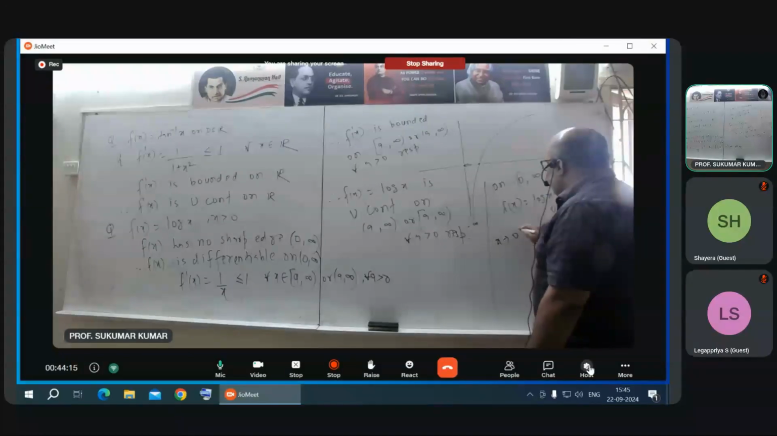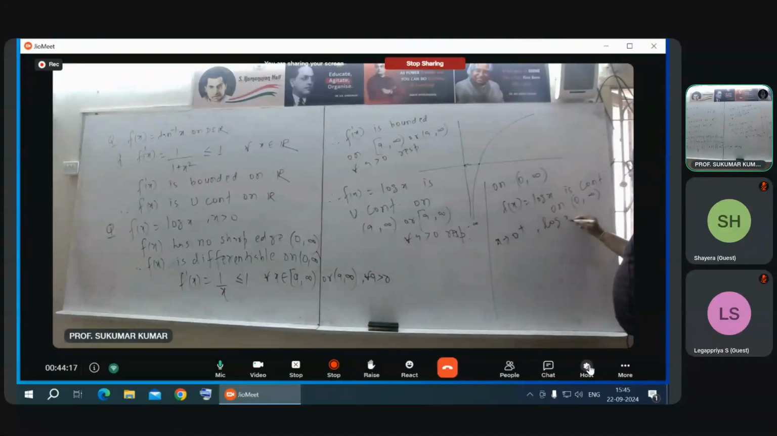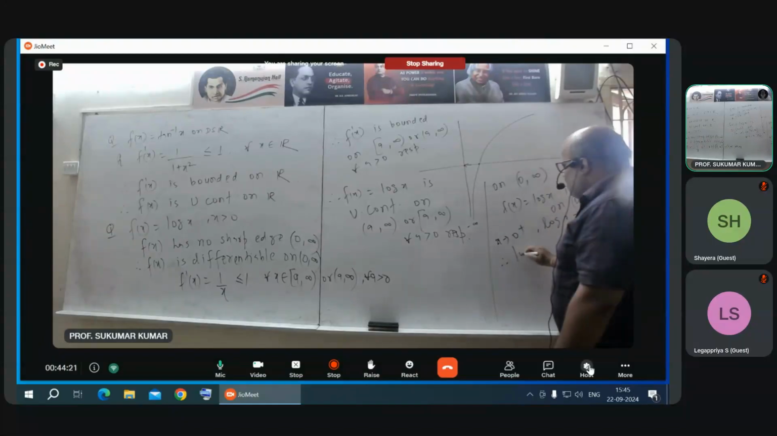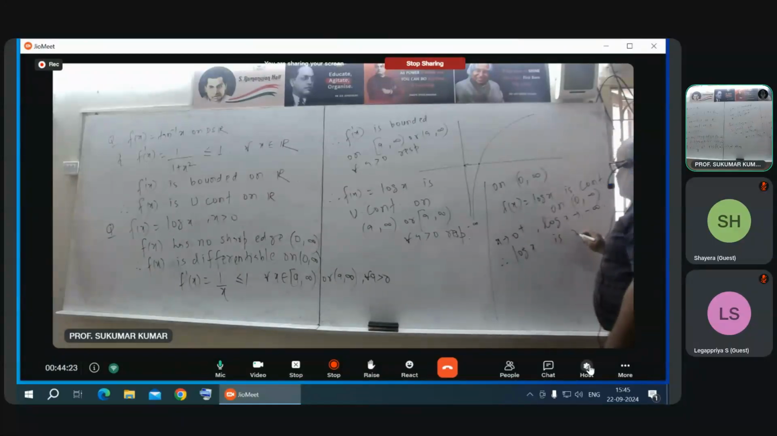So x tends to 0 plus, log x tends to minus infinite. Does not exist. We can tell here. So the log x function is not uniformly continuous on 0 to infinite. Okay? Right.